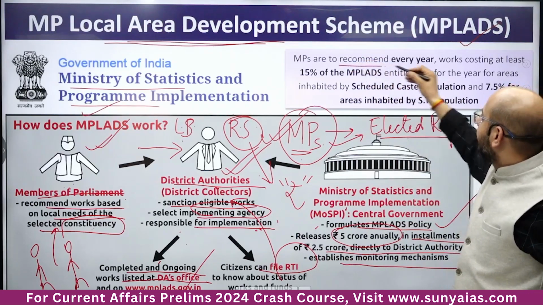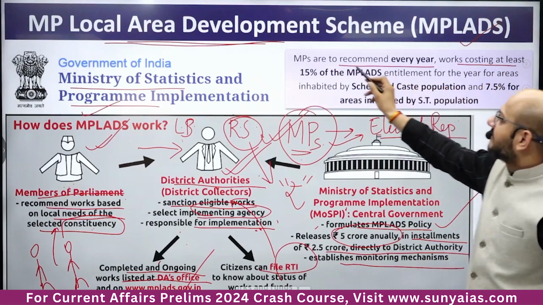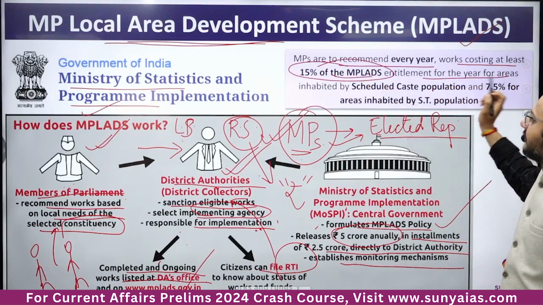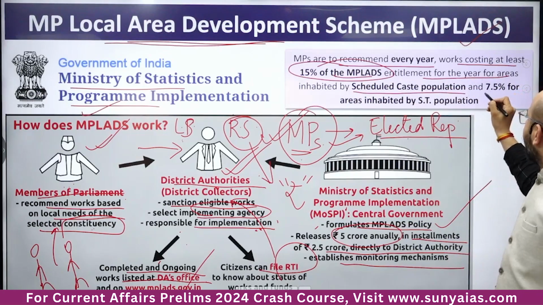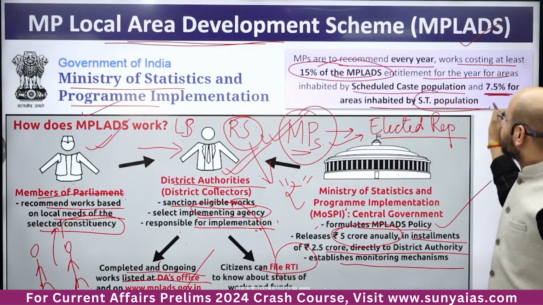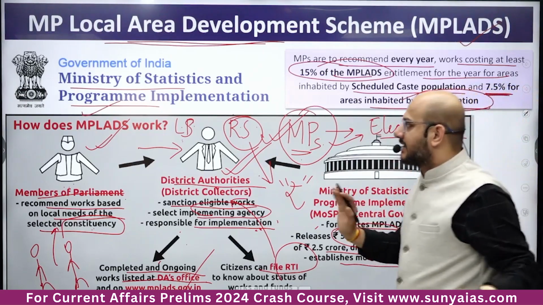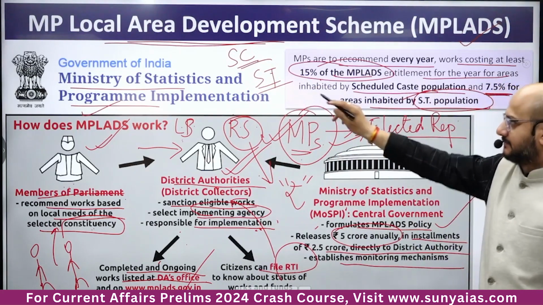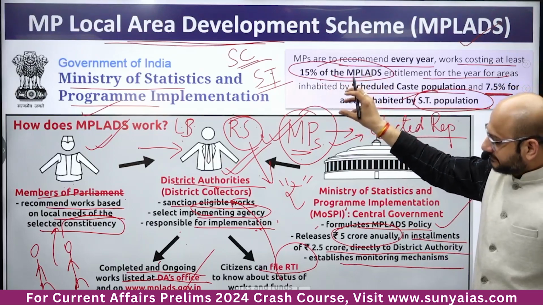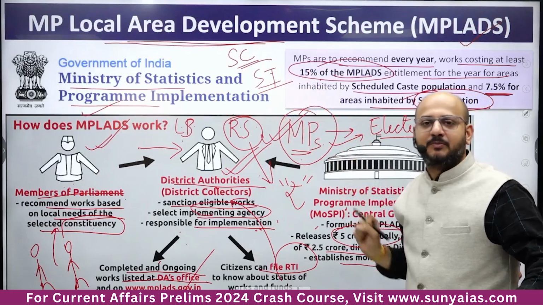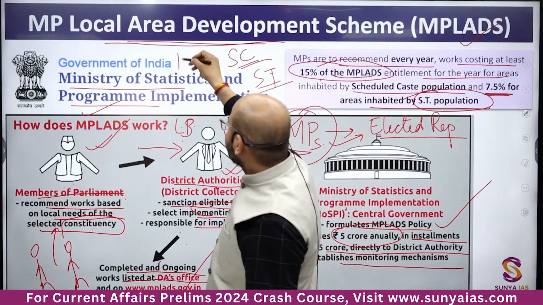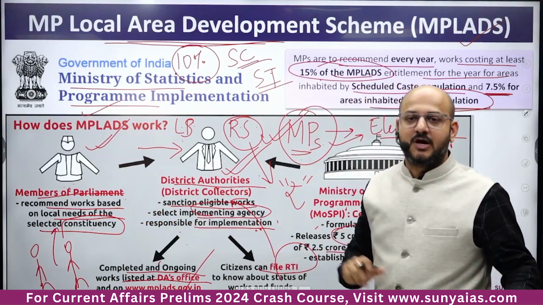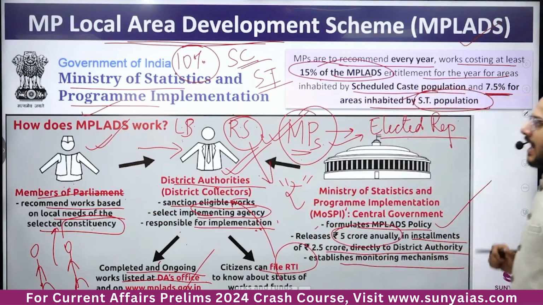MPs are to recommend every year works consisting of at least 15% of the MPLADS entitlement for areas inhabited by scheduled caste population and 7.5% for areas inhabited by scheduled tribe population. So ये भी एक clause है. Even if you do not know the percentages, at least remember they have to allocate certain funds for areas inhabited by scheduled caste and scheduled tribe populations, and at least 10% of the projects, social audit has to be done or has to be verified on the ground. I hope this is clear to you all.